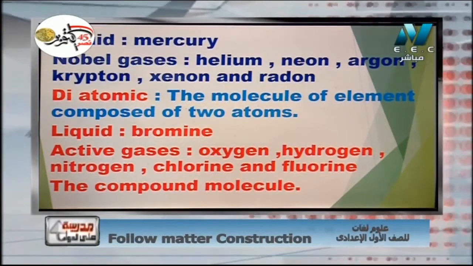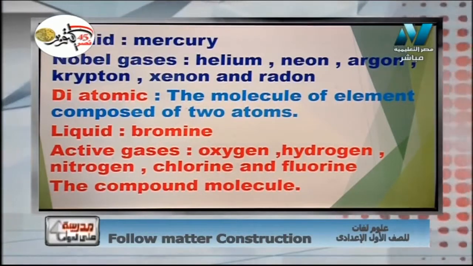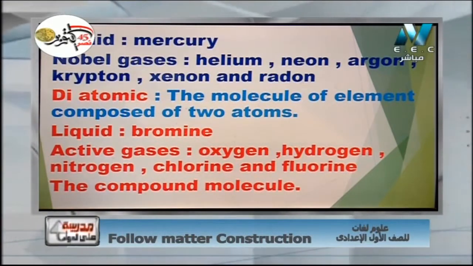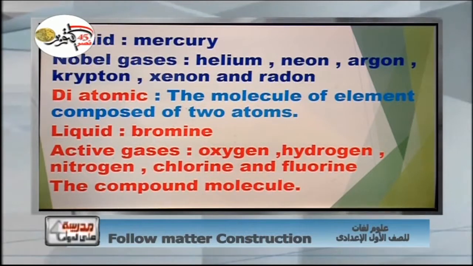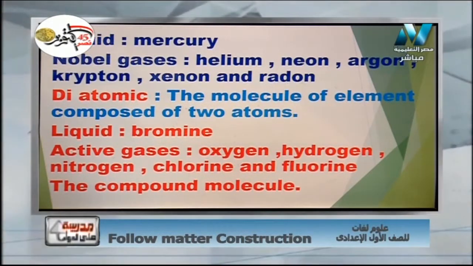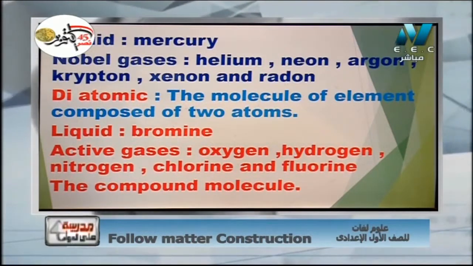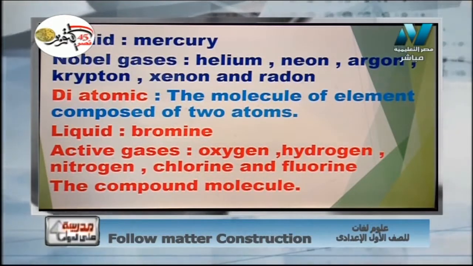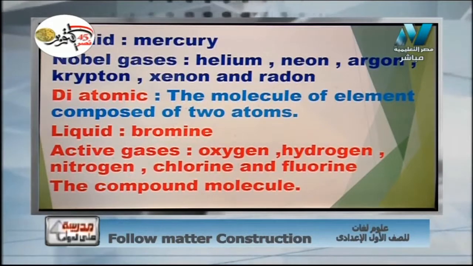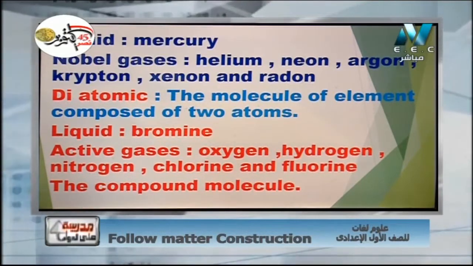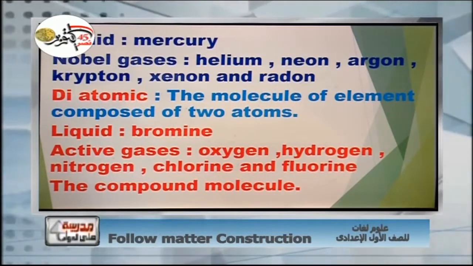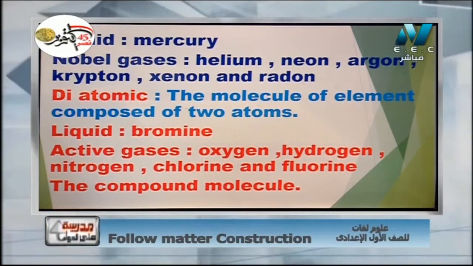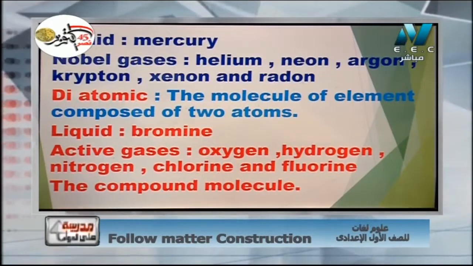So we have element, we have compound. The molecule of an element consists of one type of atom, while the molecule of a compound consists of more than one type of atoms. We have many types of molecule elements. Number one is monoatomic, number two is diatomic. Monoatomic as liquid mercury, and monoatomic noble gases such as helium, neon, argon, krypton, xenon, radon. The second type is the diatomic molecule of element, which consists of two atoms, such as liquid bromine and active gases such as oxygen, hydrogen, nitrogen, chlorine and fluorine.